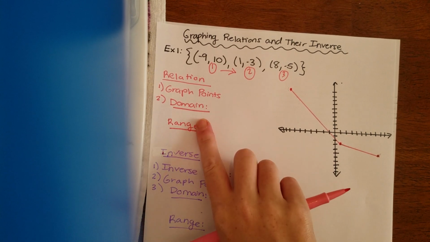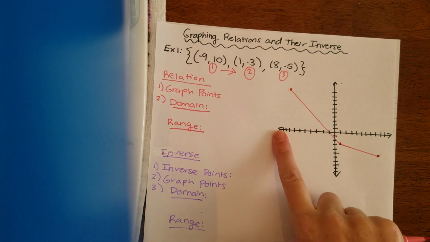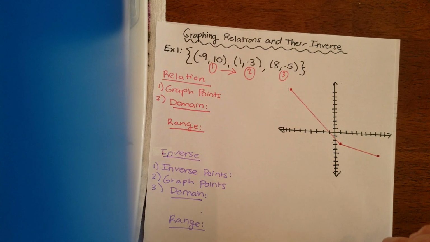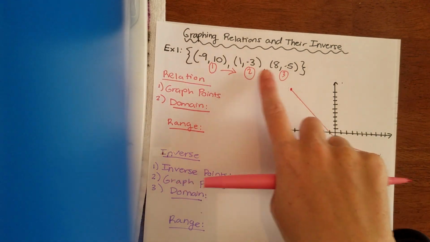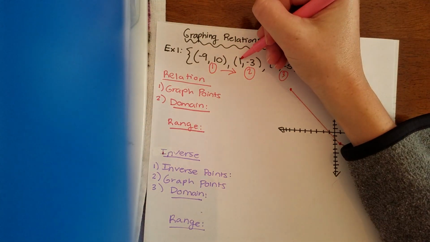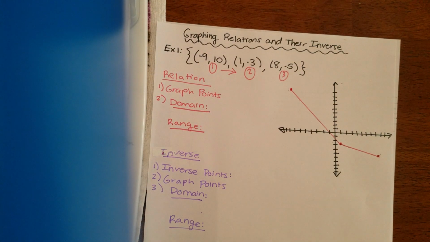So domain. Okay, domain, if you remember, we always ask ourselves how far left and how far right we go because domain involves the x values. Well, the only x values that I have in this relation are these right here. Negative 9, 1, and 8. Those are the only x's in this relation. So my domain is only going to be those 3 points.